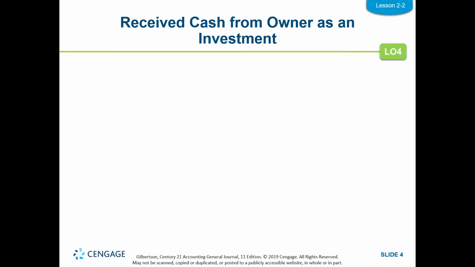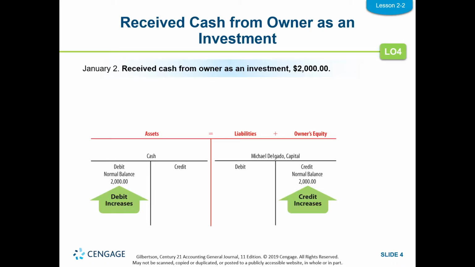So let's take a look at a few of these and how they work together. Here we're going to receive cash from an owner as an investment. On January 2nd, received cash from the owner as an investment, $2,000. The first thing I have to ask myself, what 2 accounts are affected? Well, I see cash. That's my first account. Then I see from owner, so I know I'm getting money from the owner, so that is going to be the owner's capital account. If you look here, we have cash and Michael Delgado capital.